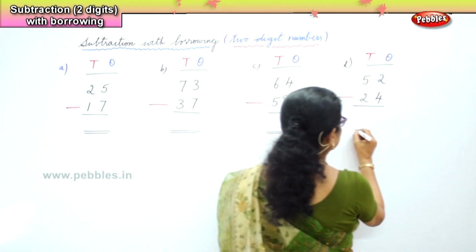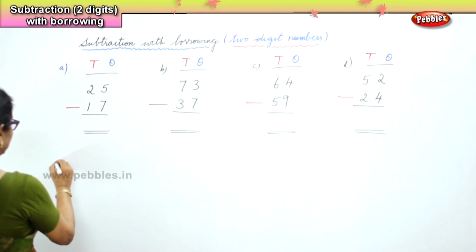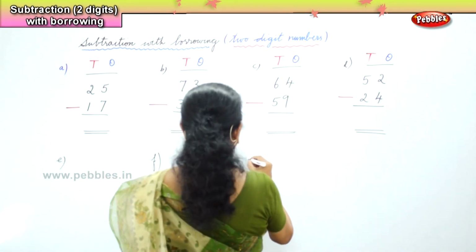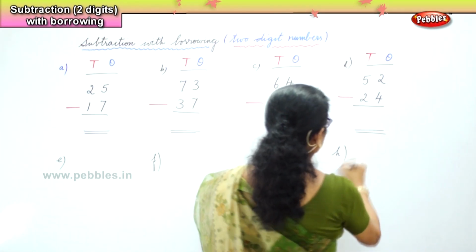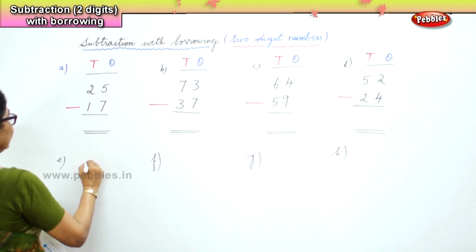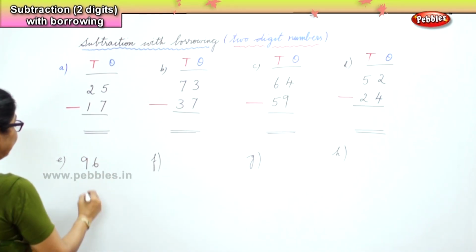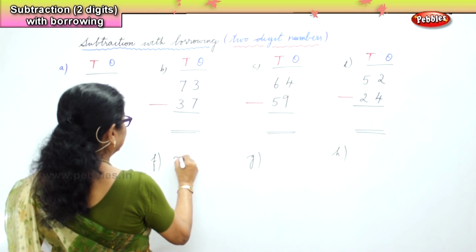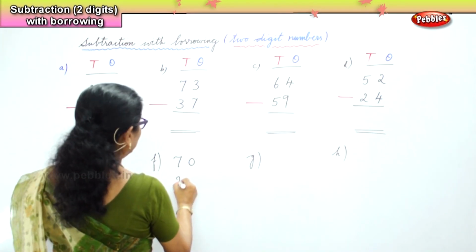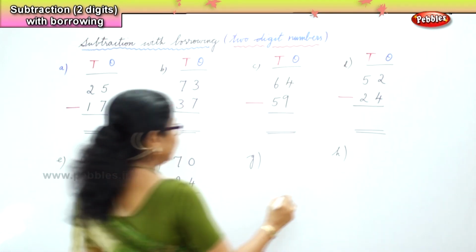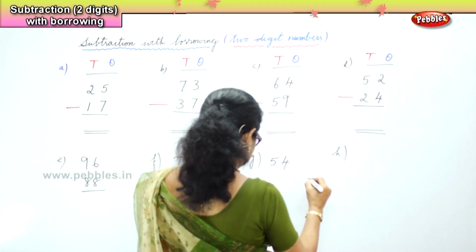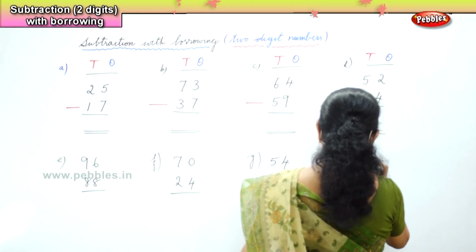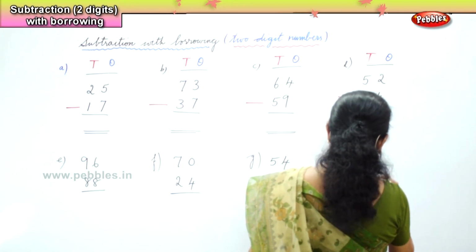And we will do one more set. 96 minus 88. 70 minus 24. 54 minus 47. And finally, 60 minus 41.